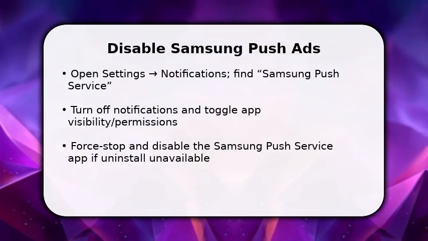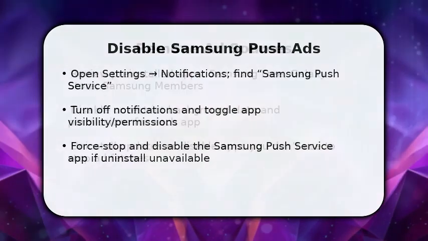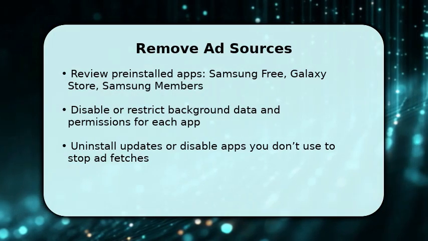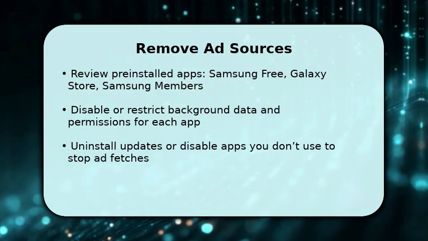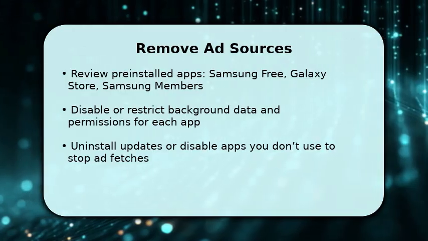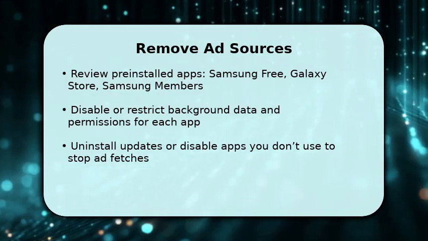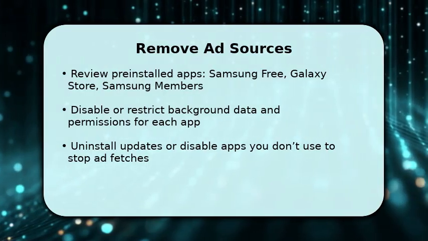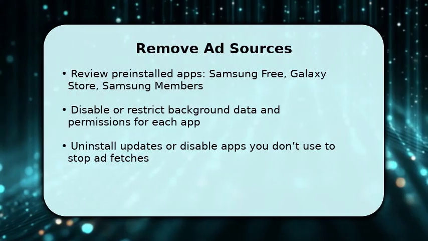Next, target specific ad sources. Open apps and inspect Samsung Free, Galaxy Store, and Samsung Members. You should disable notifications, restrict background data, and revoke unneeded permissions like location or overlay. Once done, uninstall updates to roll apps back or disable them entirely if you don't use them. This stops newer ad modules.